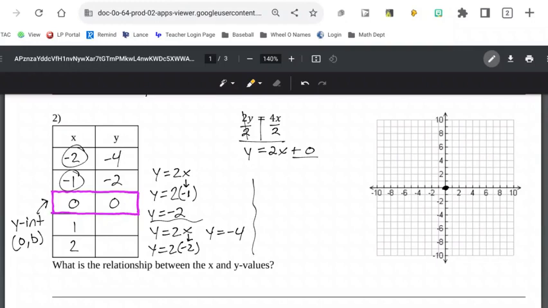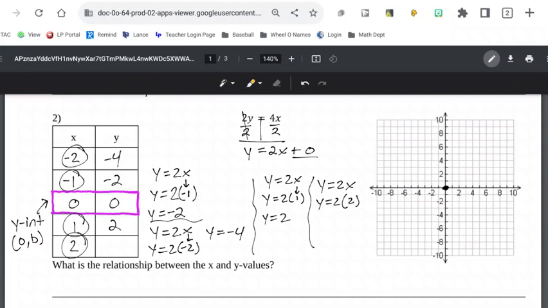All right, let's do it for the other two. We have y equals 2x. This time we're going to plug in 1 for x. 2 times 1 is 2. And then one more time here, y equals 2x. We're going to plug in 2 this time. We get y equals 4. So those are the points that we are going to graph.